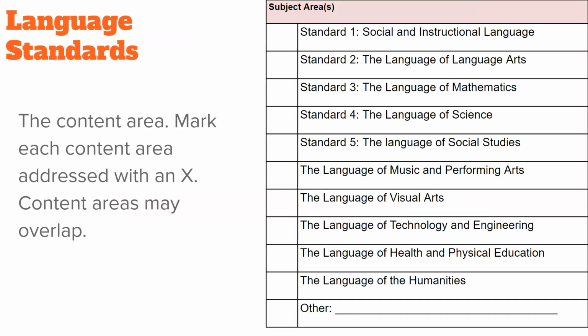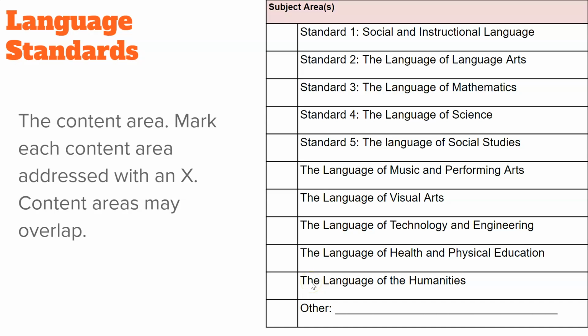Okay, so a part of the WIDA lesson plan is to pick out what standard you are going to be addressing with the content objective. Okay, so if you are going to be teaching language, then you would mark this social and instructional language. This is for language arts, so that would be like ELA, math, science, social studies, music, visual arts, technology and engineering, health, that's PE, and then the language of humanities. If you teach that course, that would probably be for like middle school or high school.